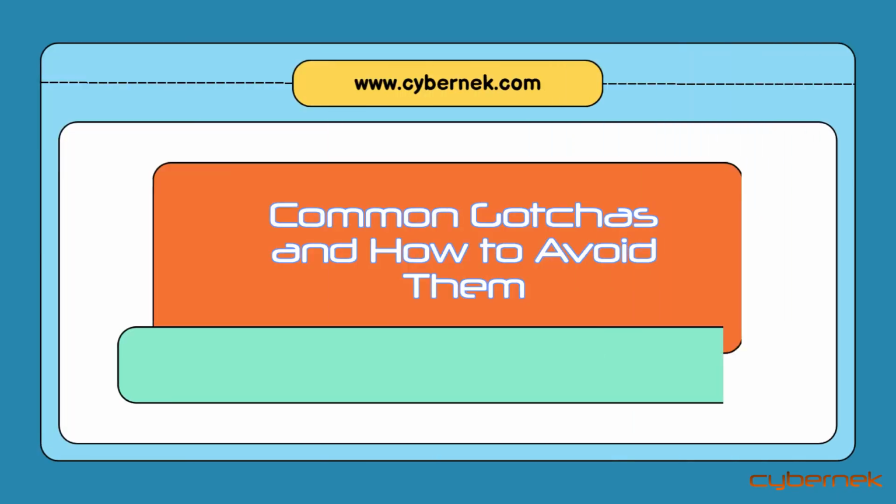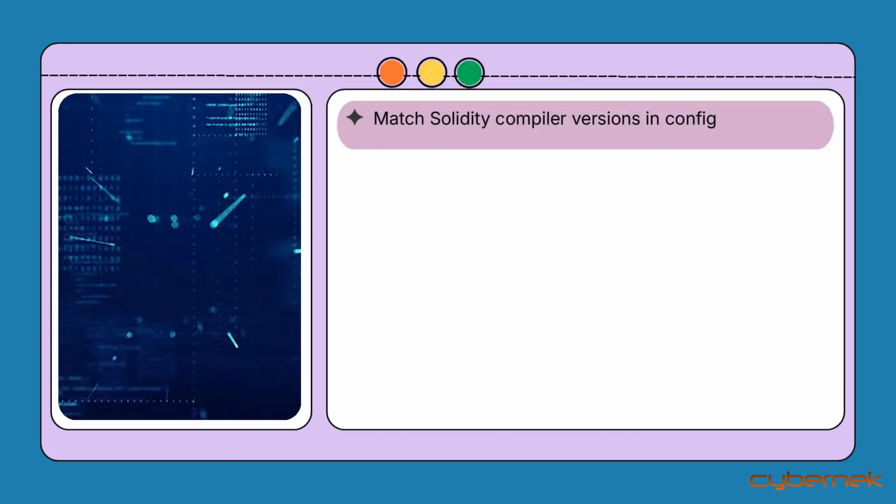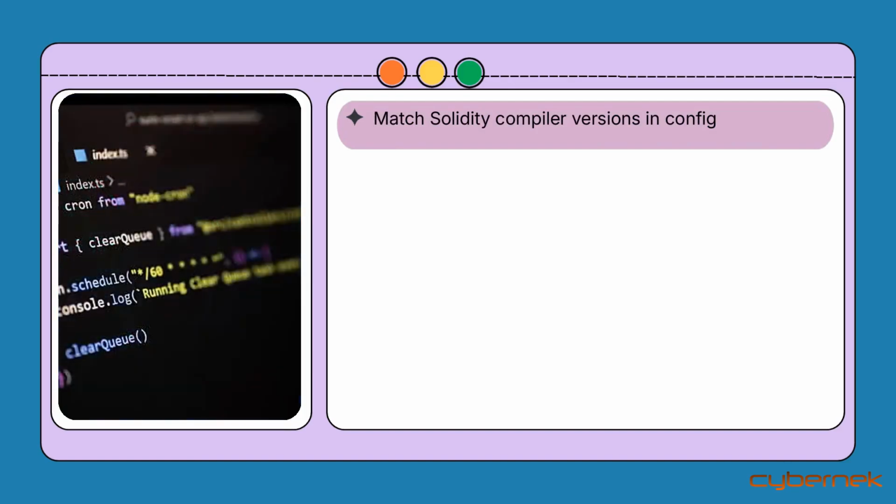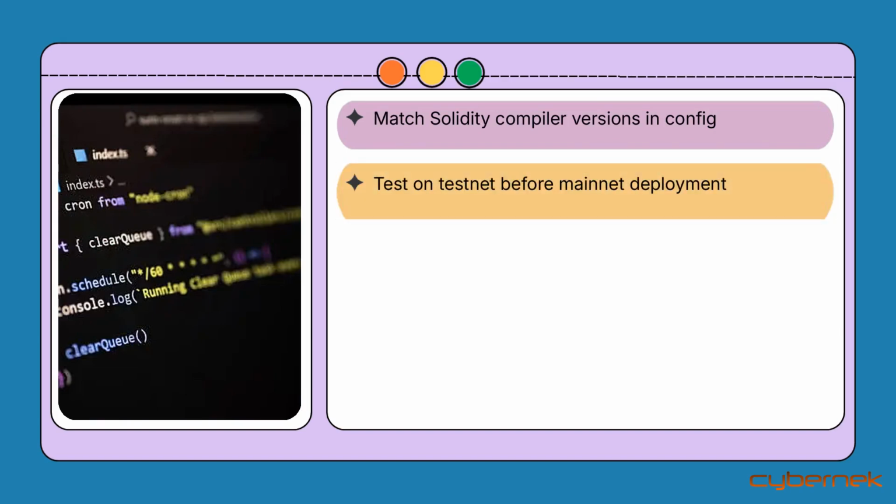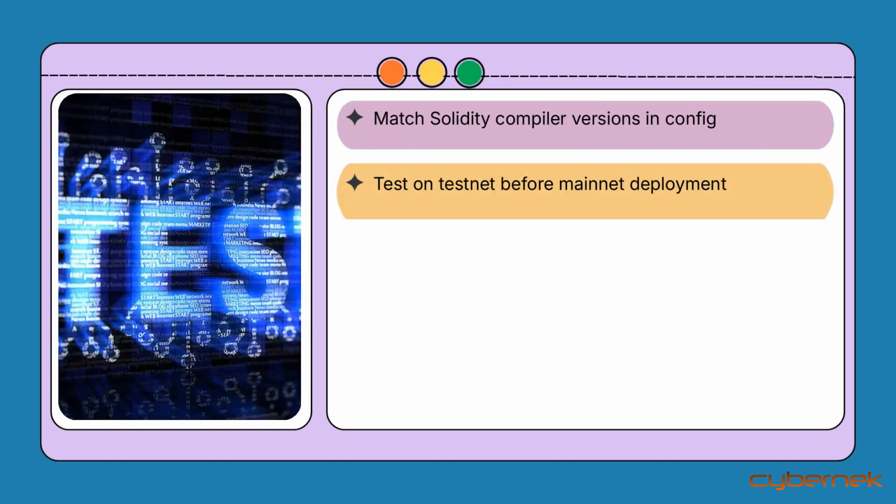Common gotchas and how to avoid them. Every developer runs into these issues at some point, so let me save you some headaches. First, version mismatches between your Solidity compiler and your contracts. Always check that your hardhat.config.js compiler version matches what you're using in your contracts.